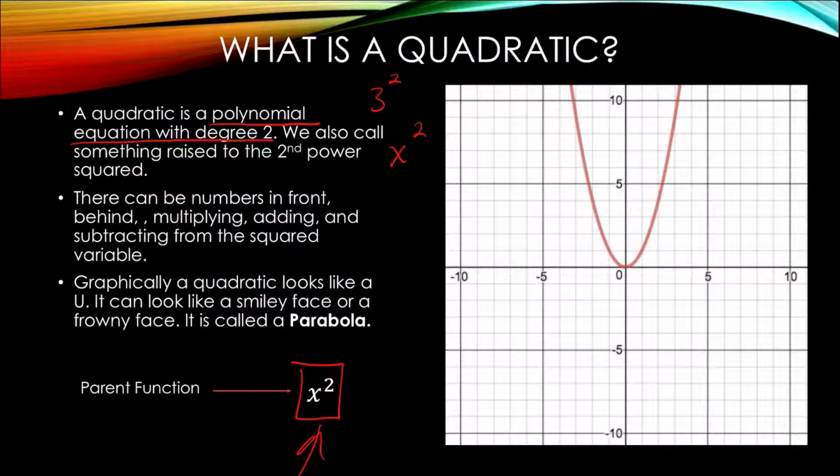So the key thing when we see a quadratic is that I have a variable that's squared. My variable is x, and 2 is in the exponent.